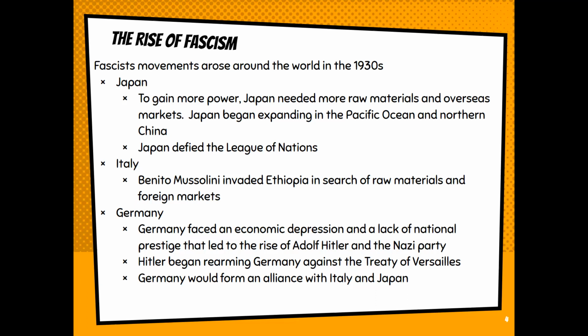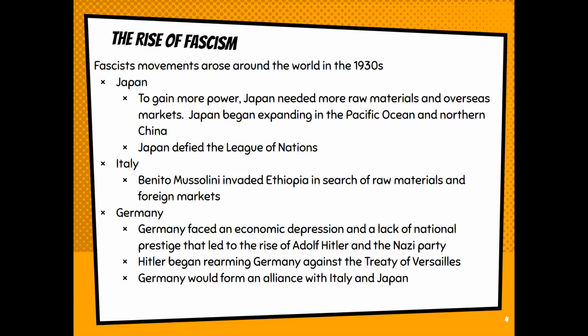So when we look at the decade of the 1930s, around the world, we see various types of fascist movements. The three main examples we see during this time period are Japan, Italy, and Germany, with increasingly totalitarian leaders that depend on fear and political dominance in order to rule.